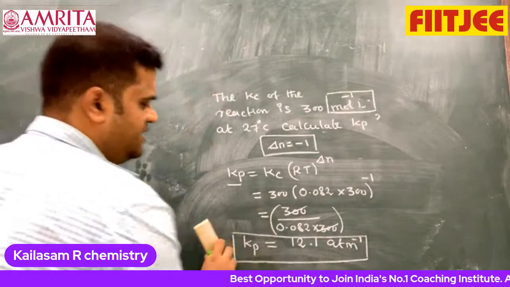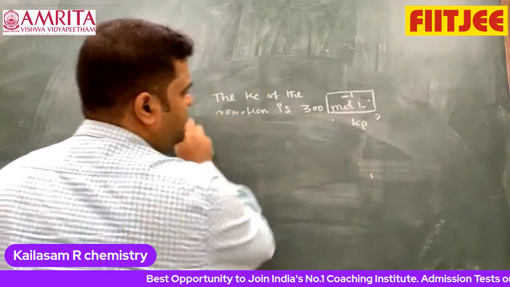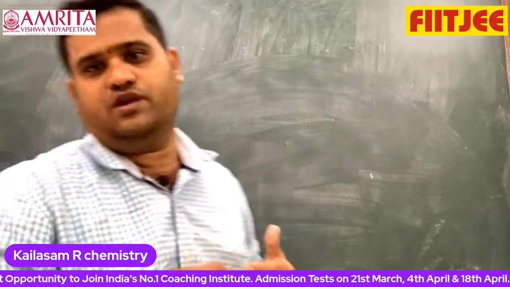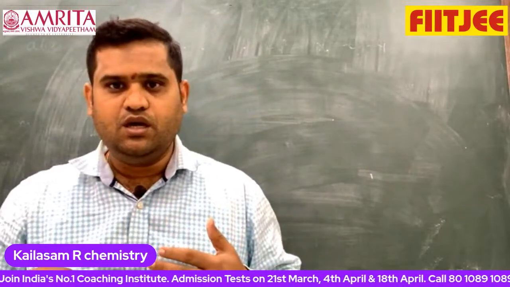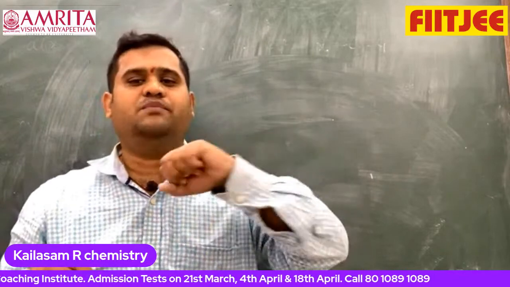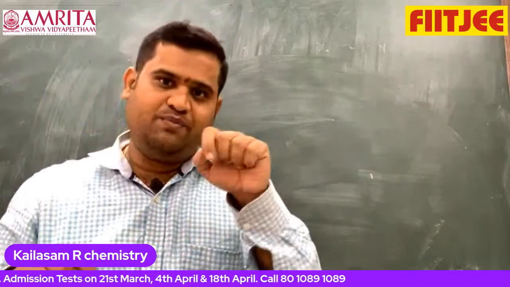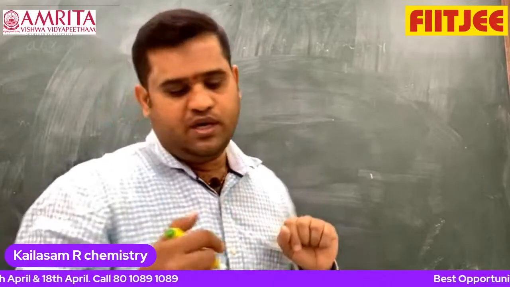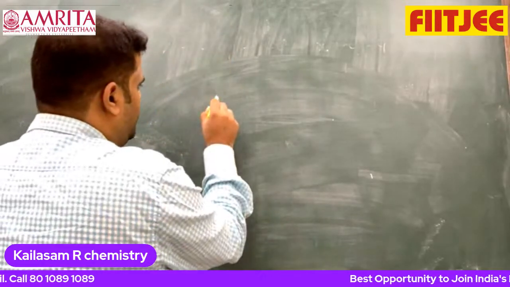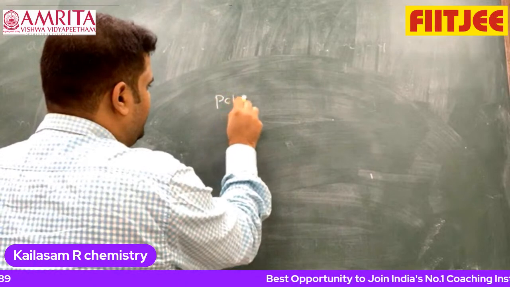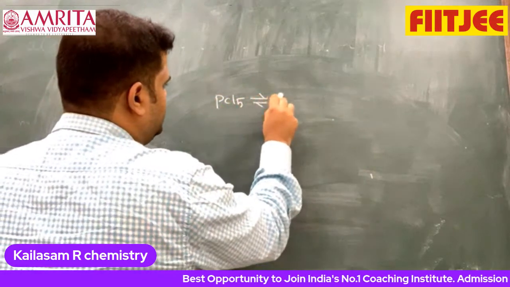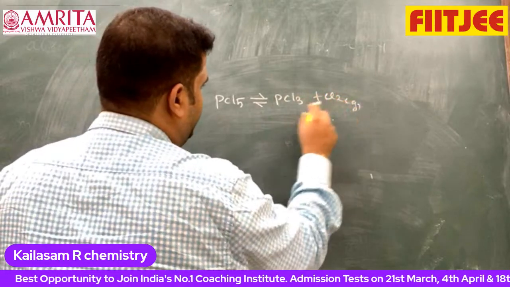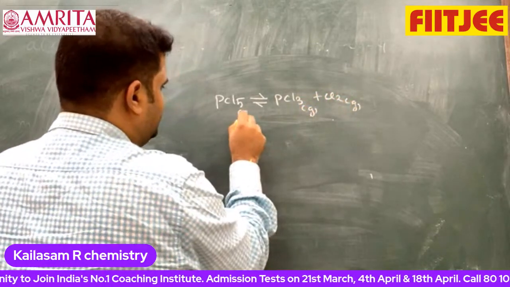Now I want to clean this. Next I want to go with the derivation of Kp as well as Kc for a homogeneous equilibrium of a particular reaction. In that, I am going for delta N not equal to 0. Here I am taking, very importantly, PCl5 going to PCl3 plus Cl2. All are gases.